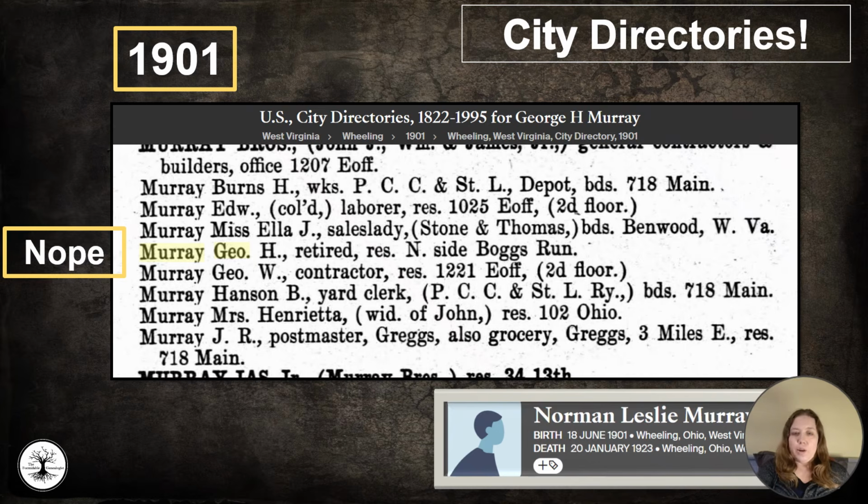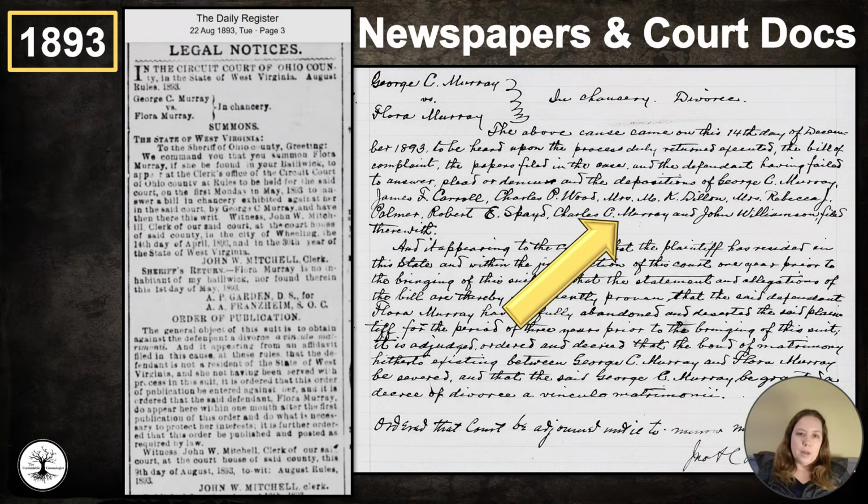His second son, Norman Leslie, was born in June of 1901. So I'm guessing that George Sr. was probably already gone before his second son was even born. So no wonder the family has no idea what happened to him. My next step is to go back to newspapers because the Wheeling, West Virginia papers were pretty well available. So maybe there is a divorce mention in the legal notices or a death record to explain his disappearance.